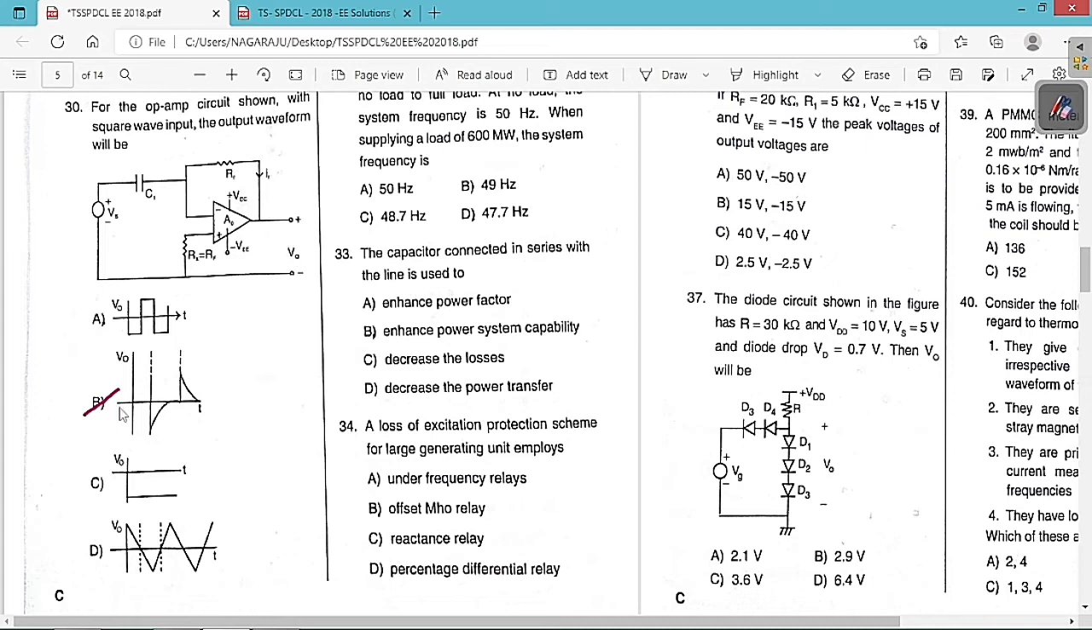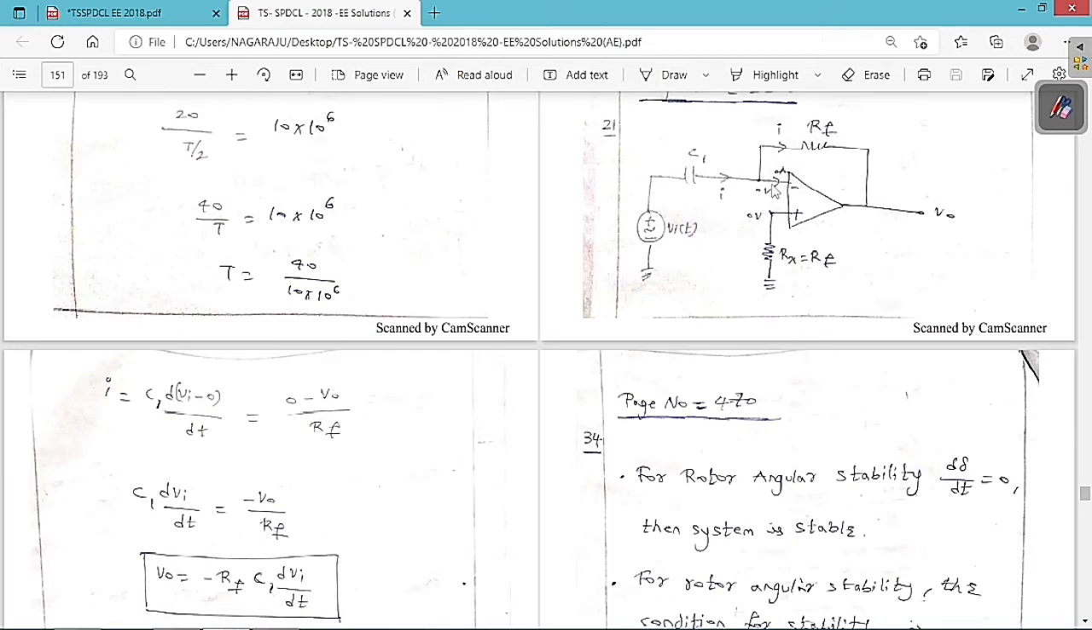So let's solve this numerical. As you can see, this is the figure given in the question. This is plus or minus V naught of t, the capacitor. This is a feedback resistor, and Rx is equal to Rf is given. Now we have to find the output voltage. As I already told you, it is a negative feedback amplifier, so the input impedance is very high.